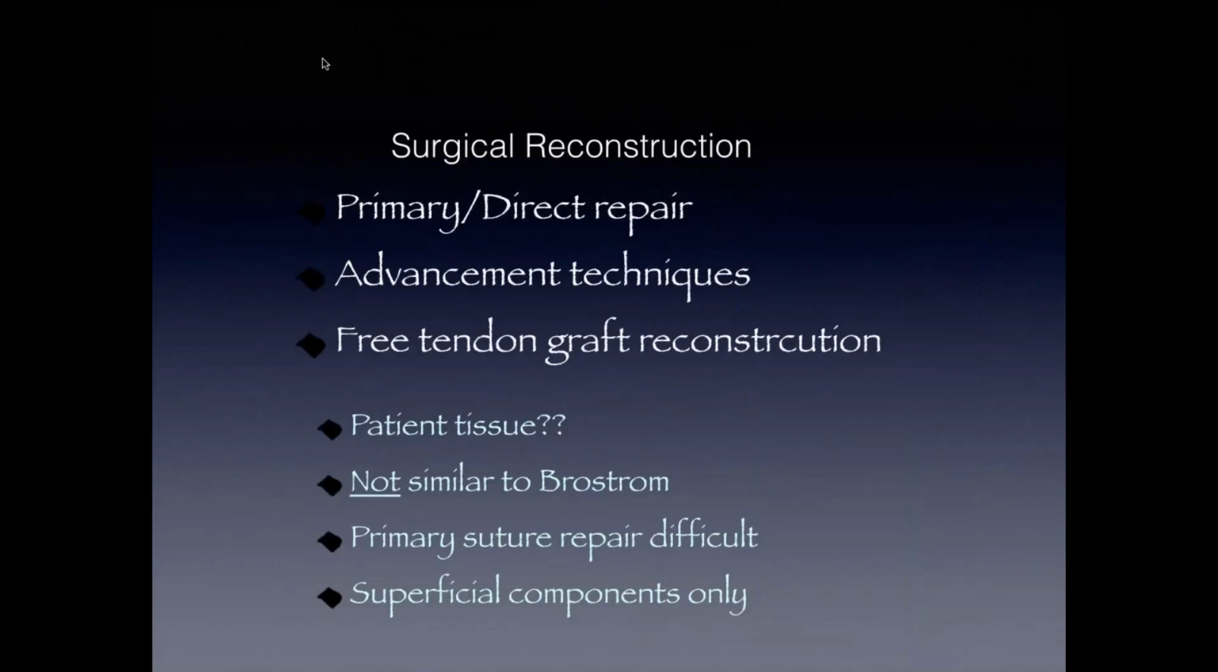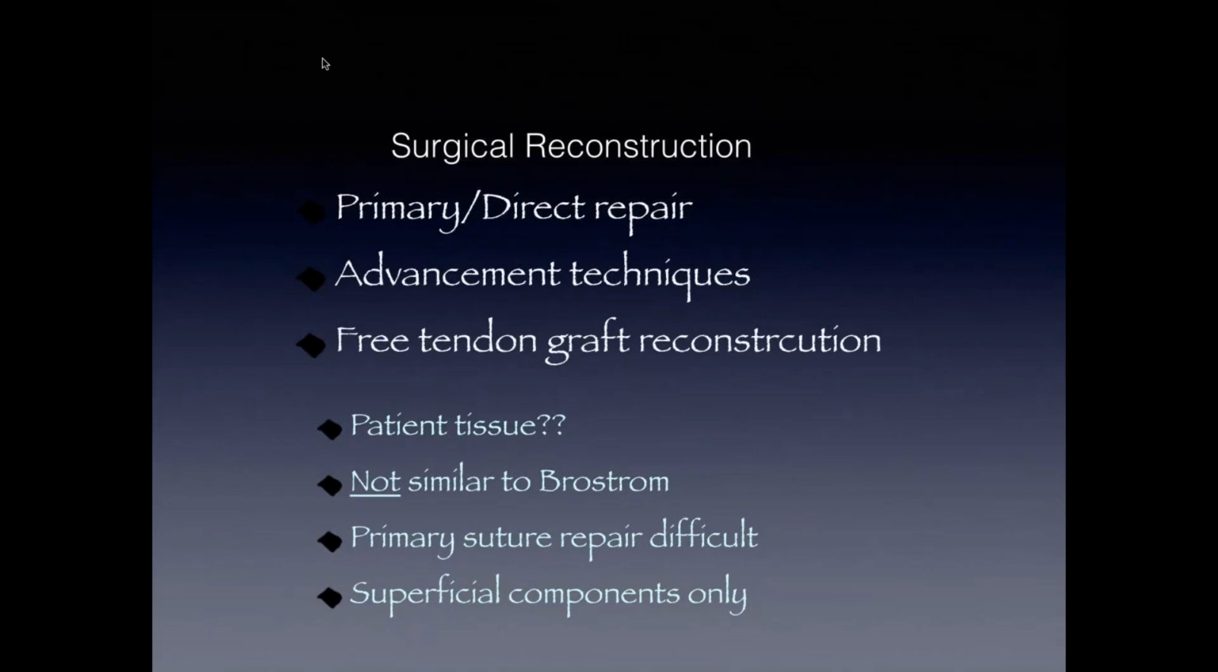So surgical reconstruction, this is really interesting. Primary and direct repair, advancement techniques, free tendon allografts, and you have to look at the patient in total, what the BMI of the patient is, what their level of activity is. What I can tell you is advancement techniques in my hands have not proved to be very, very useful. Free tendon graft has failed in a lot of circumstances because of the creep that you see with the tendon graft. And I've started to focus more on my primary and direct repairs.